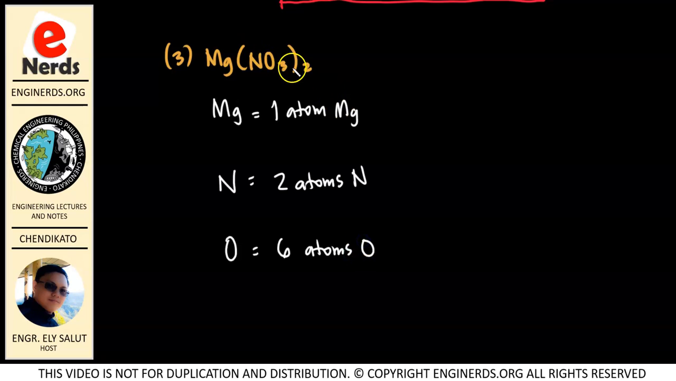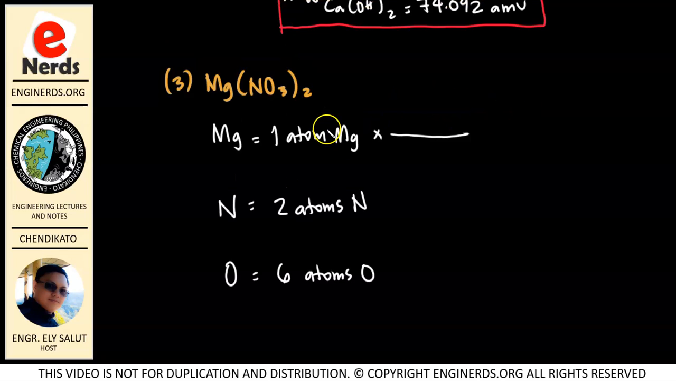So, ganun lang yan. Kung ano yung nasa loob ng parenthesis, yung subscript ng ating element, you just need to multiply that to the subscript na nasa labas ng ating parenthesis. Okay? So, now, using our periodic table, makukuha natin yung atomic mass or atomic weight ng ating element.